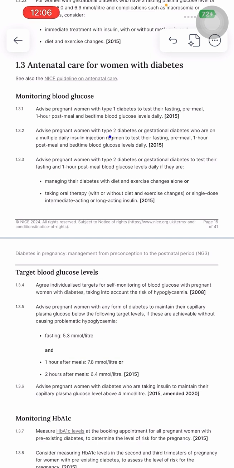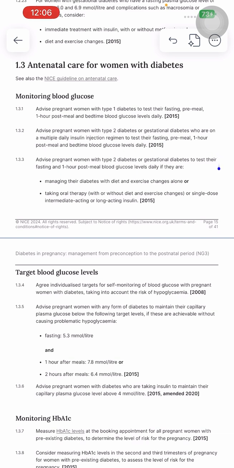Advise pregnant women with type 2 diabetes mellitus or gestational diabetes mellitus who are on a multiple daily insulin regime to test their fasting, pre-meal, 1 hour post-meal and bedtime blood glucose level daily. Advise women with type 2 diabetes or gestational diabetes to test their fasting and 1 hour post-meal blood glucose level if they are managing their diabetes with diet and exercise changes alone, or taking oral therapy with or without exercise changes, or a single dose of intermediate-acting or long-acting insulin.